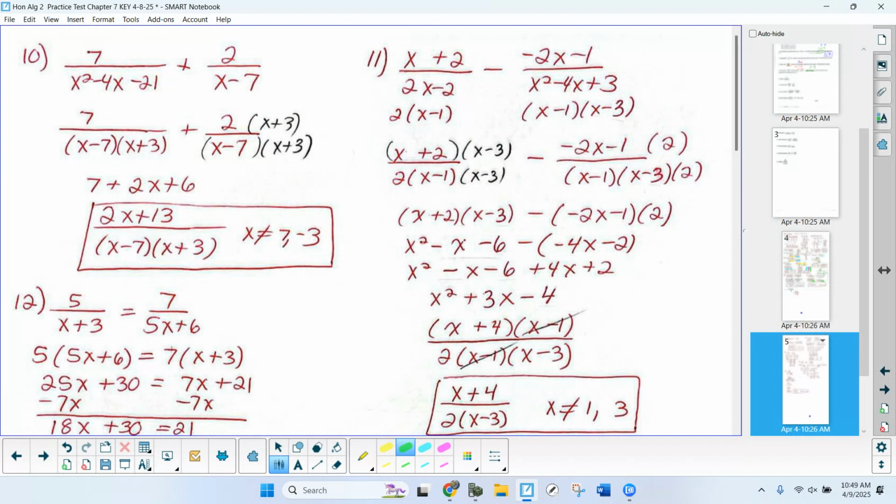Add the numerators, put them over the what? Common denominator. Add the numerators, put it over the common denominator. There's no equal sign in this problem.